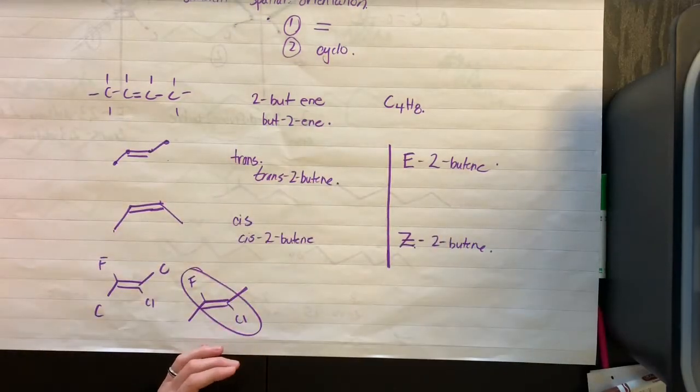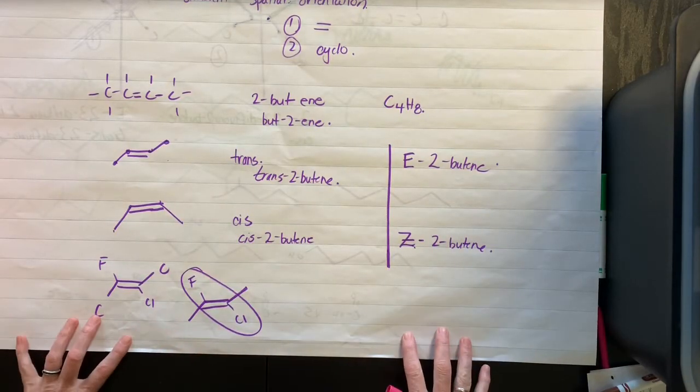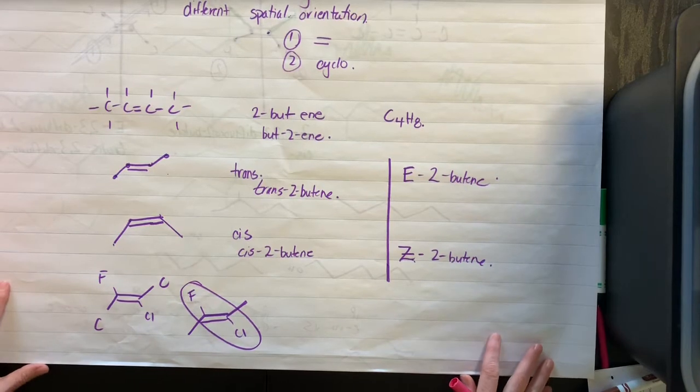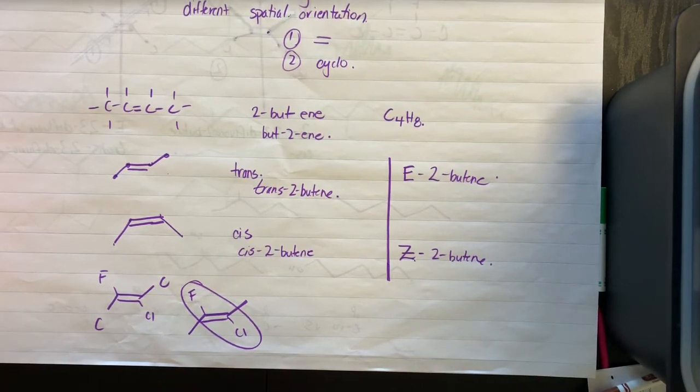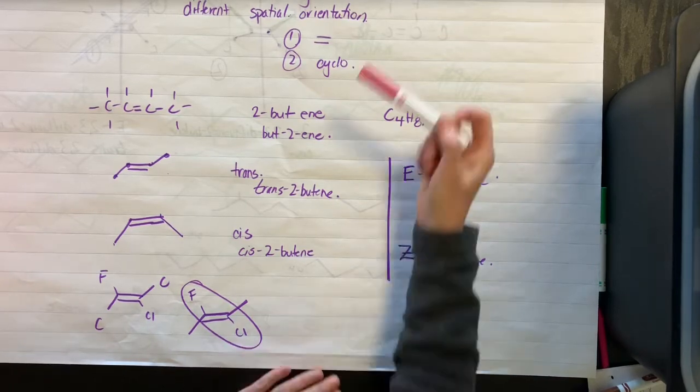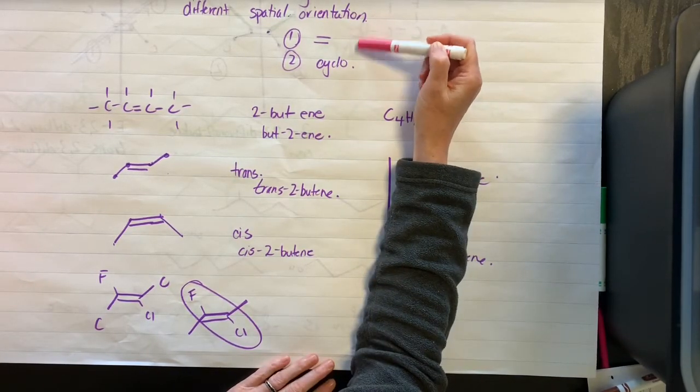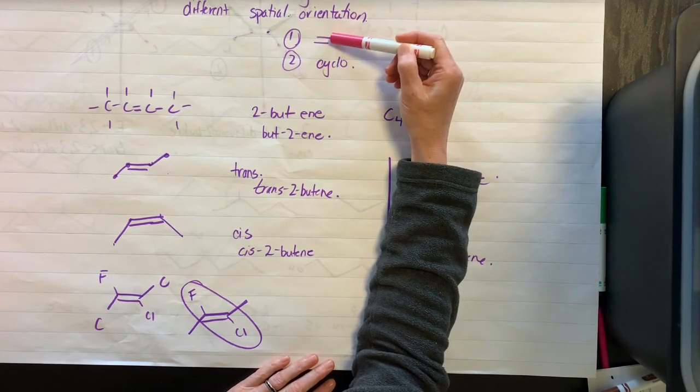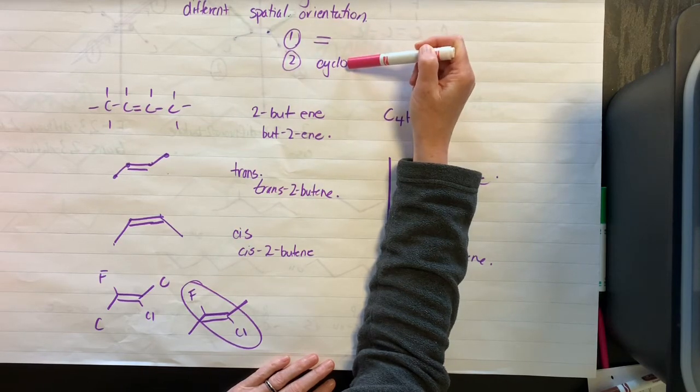The one that we need to talk about now are stereoisomers. Stereoisomers mean that they're connected exactly the same, but their orientation in space is different. This is where the molecule kits would have really helped. However, I don't have them, so we'll have to make do. There's two ways that we can talk about stereoisomers: with double bonded compounds, so alkenes, and with cyclical compounds.